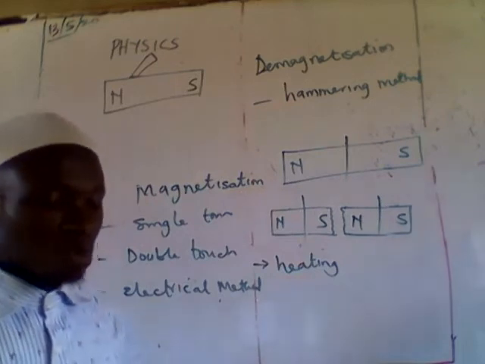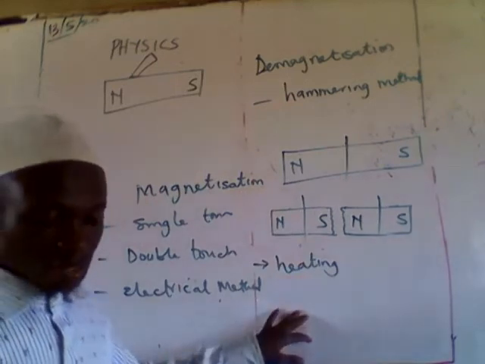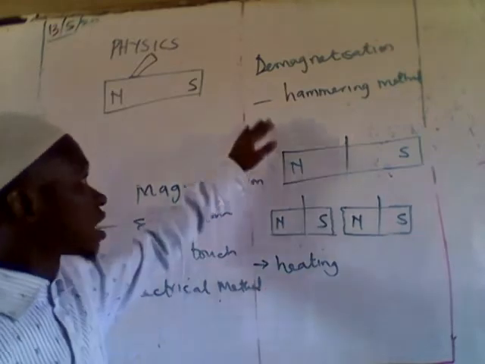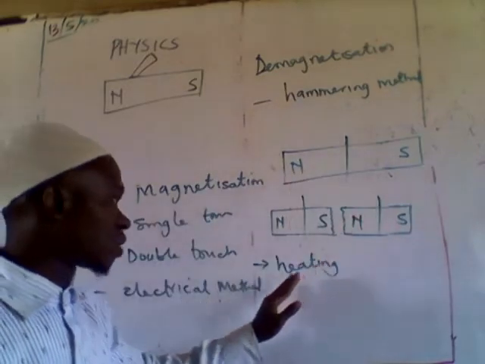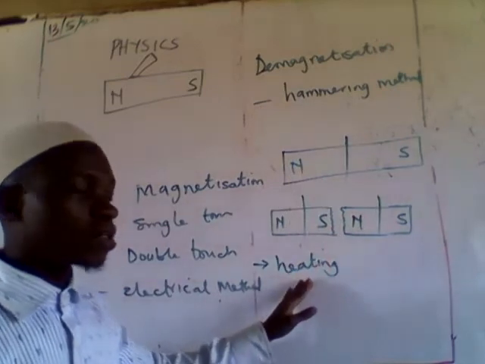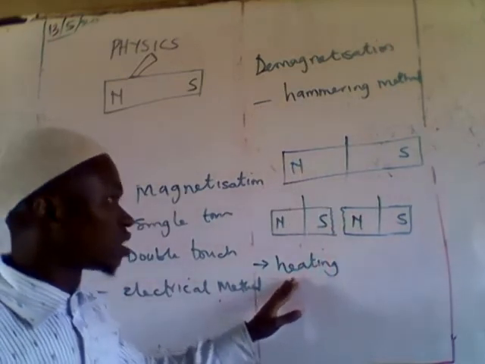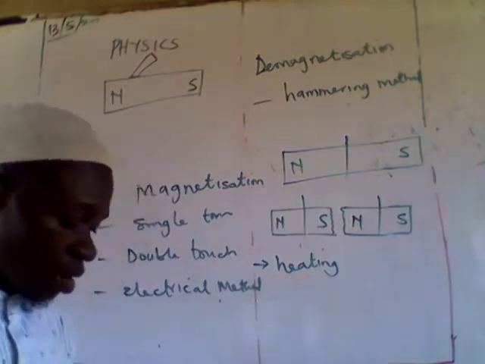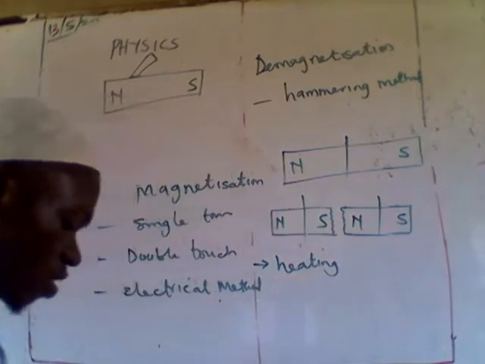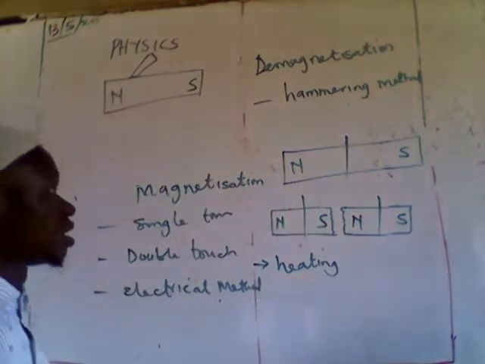We also have some other methods as well, which are many. So take note, the hammering method you use to demagnetize a material, and likewise the heating method is one of the methods of reducing the magnetism of a magnet. So these are some of the methods of reducing magnetism.